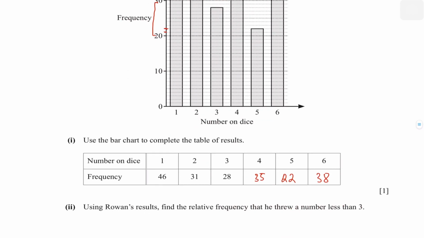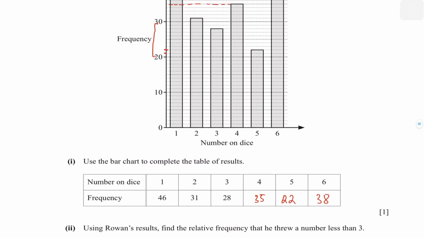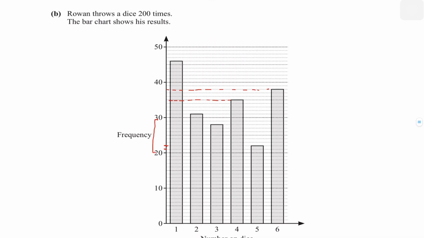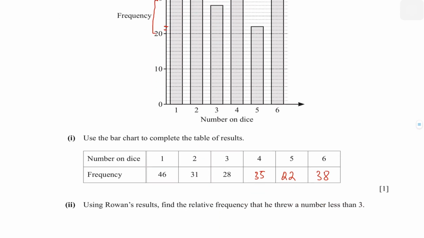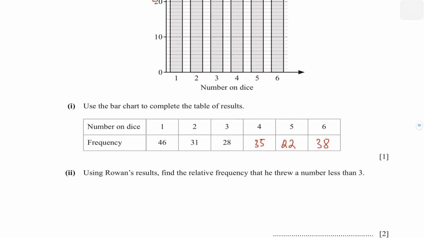Okay. So ideally, if you want to check your answer, you should sum up the frequency and it should turn out to be 200, since the total number of times he has thrown the dice is 200, as we can see in the question. So I'm going to do that just to be safe. 46 plus 31 plus 28 plus 35 plus 22 plus 38 should be equal to 200, and yep, it is.